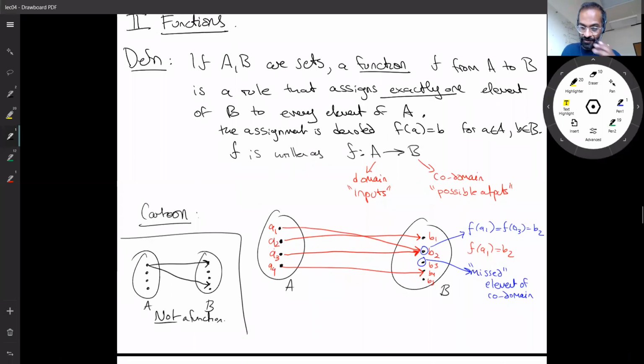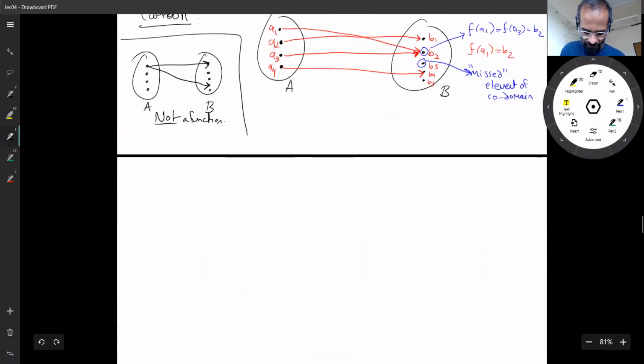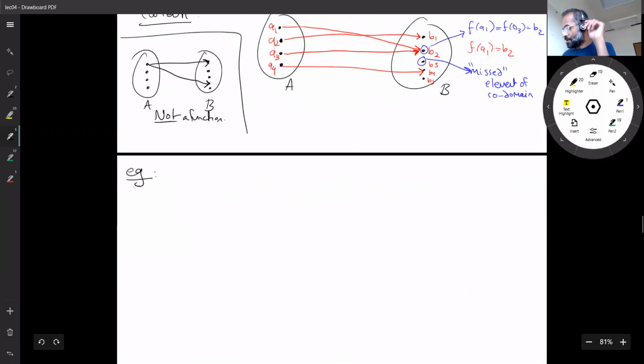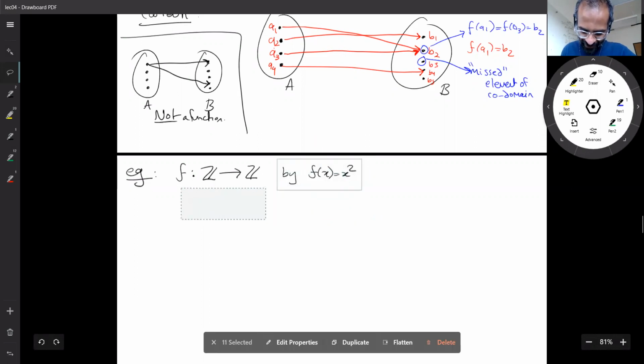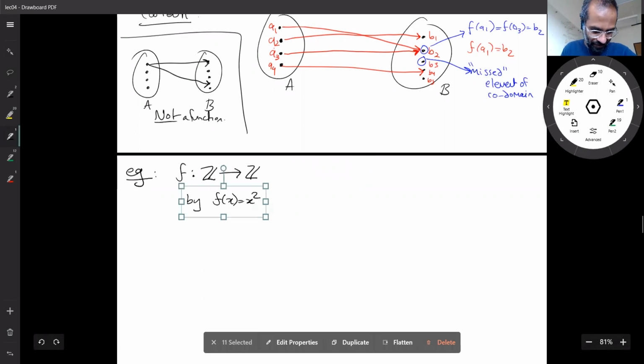Now let me give some examples of functions. Well, here's a function from the integers to itself, defined by f of x equals x squared. So that is a rule that tells me for every integer in the domain how to produce a unique element of the codomain, namely the square.